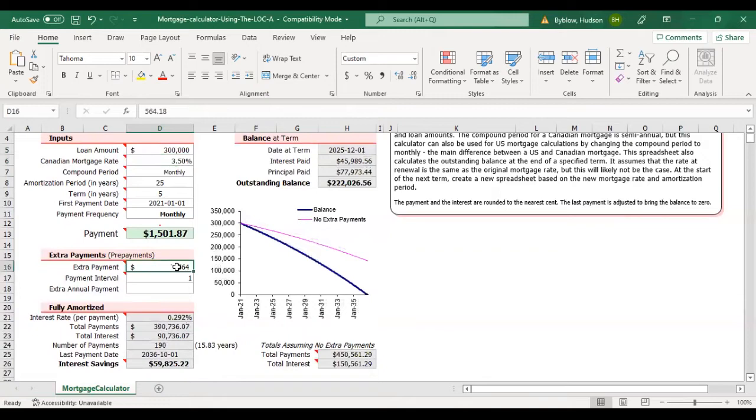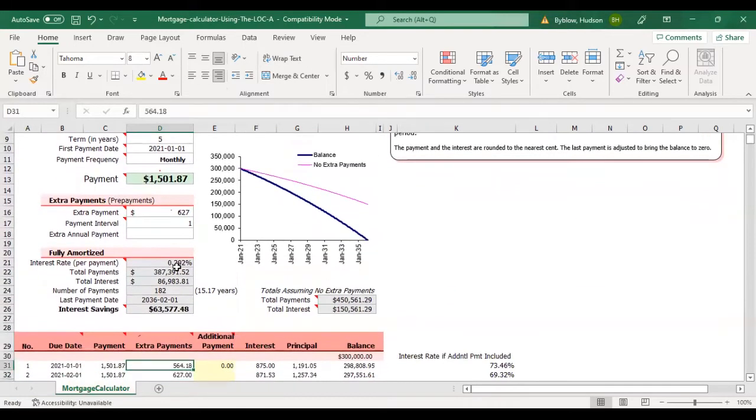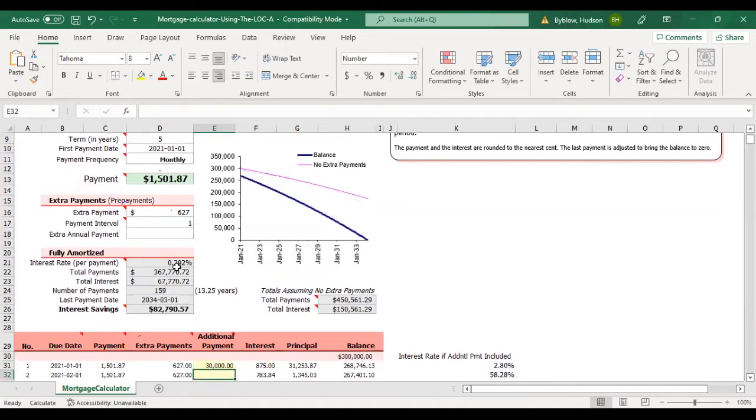300,000. We're going to change this to 627 because that's the amount of that'll be my double up payment. And let's just say 627 here too. And I'm going to say $30,000 was paid on day one. There we go. Total interest we're paying is only $67,000.